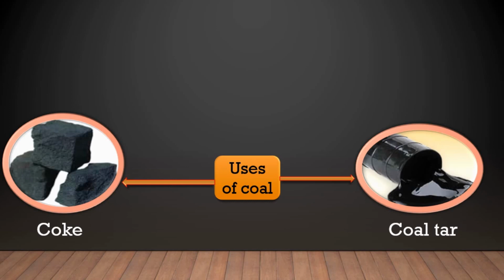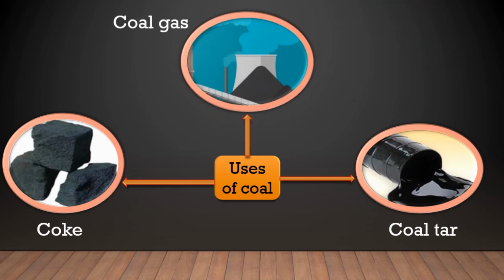Coal gas is also obtained as a byproduct while producing coke. It is a highly inflammable gas as the main component of it is methane. It is more commonly used to provide heat for domestic and industrial purposes.